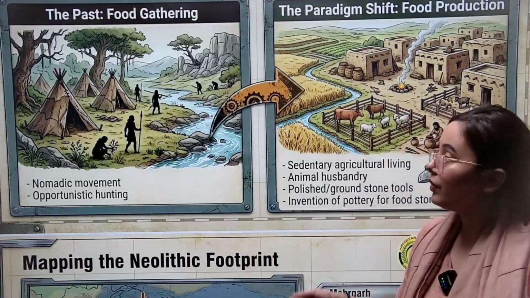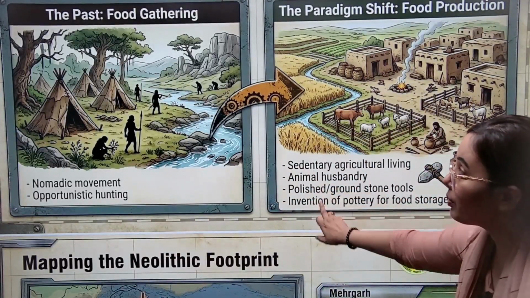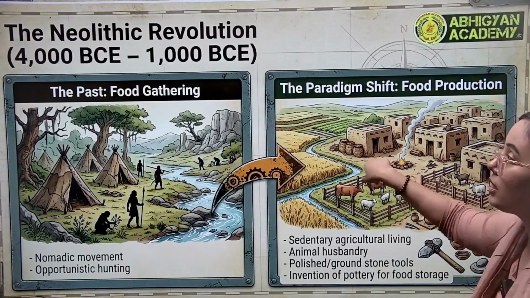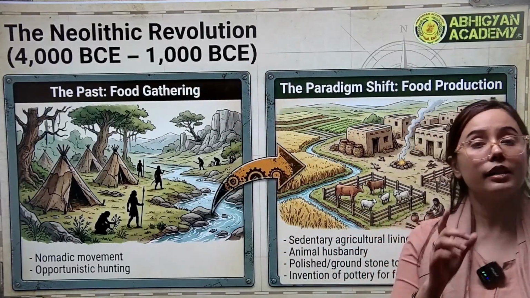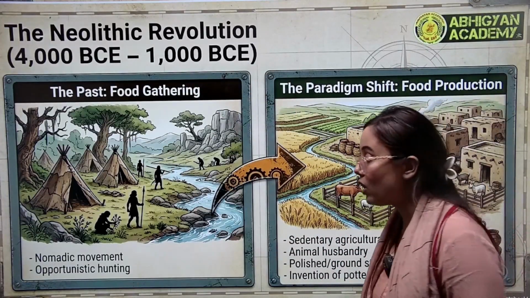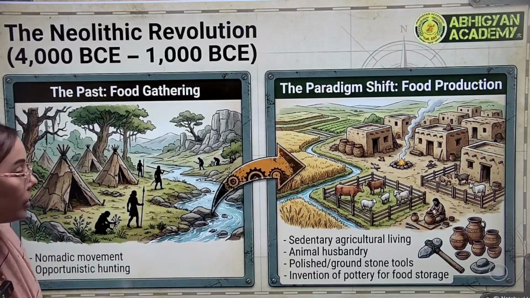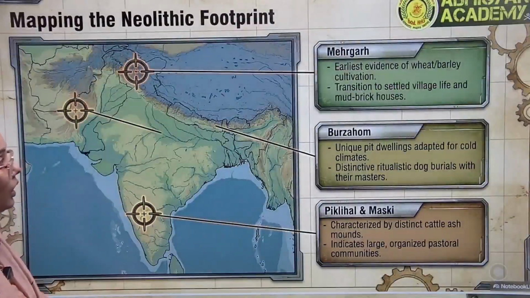Now people from hunters and gatherers, now they are what? They are food producers. Okay, food producers. Now the food production we can see in the Neolithic phase. That is why this phase is called the Neolithic revolution, because now people have come to know about the production of food. Okay, so that is why it is very important.